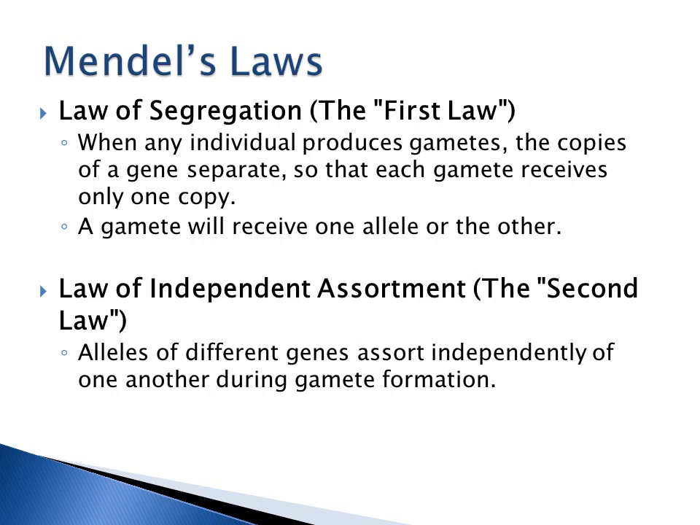There are two laws that make up Mendel's laws. The first law is the law of segregation. In the law of segregation, when any individual produces gametes, the copies of a gene separate so that each gamete receives only one copy. A gamete will receive one allele or the other allele. The second law is the law of independent assortment. In the law of independent assortment, alleles of different genes assort independently of one another during gamete formation.